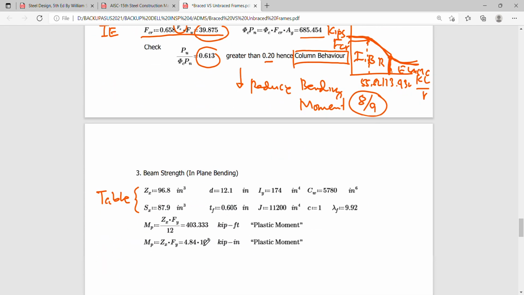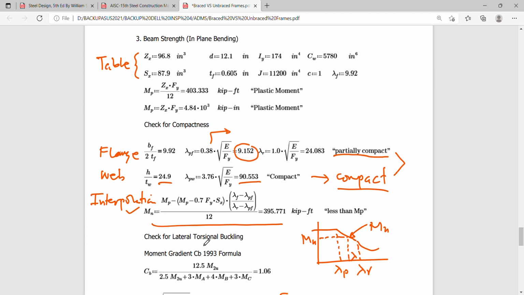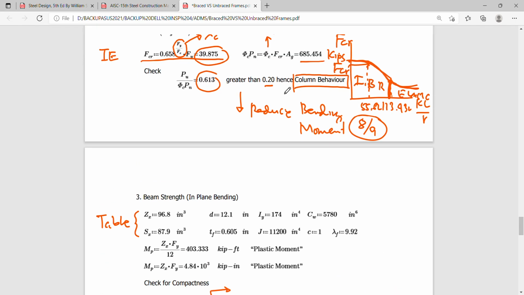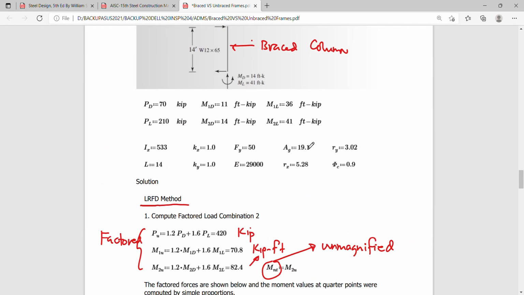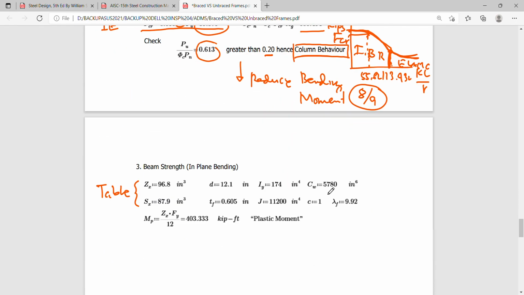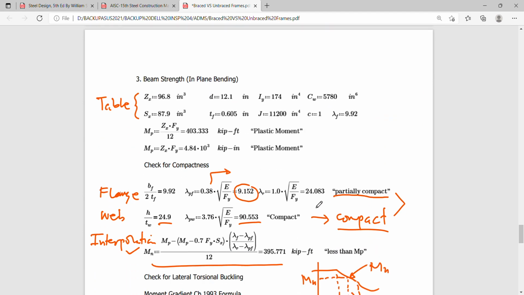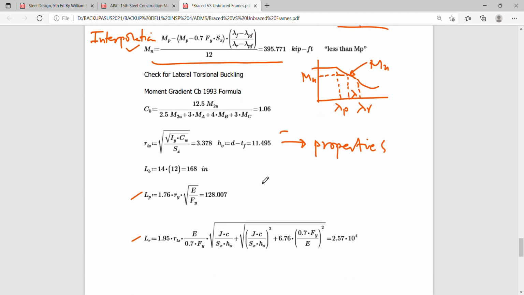Okay. So J are actually given here, and also your H. Okay, it's computed here. RTS computed. C is automatically equal to 1 for what? For doubly symmetric shapes. Okay? So we studied all of this in our previous lecture.